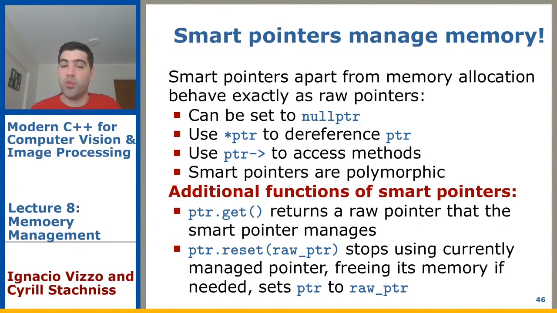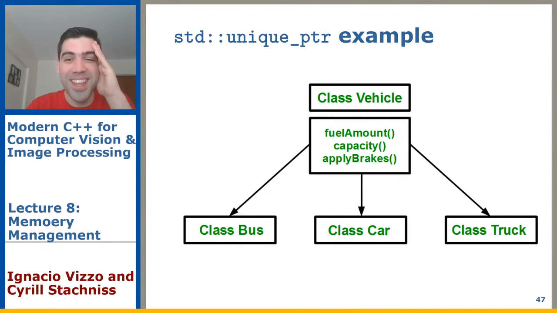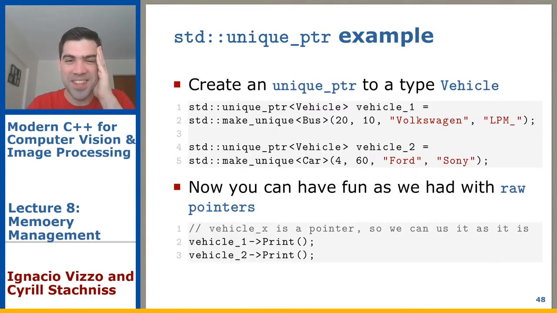And then you can also call reset, which is basically like setting it equal to nullptr. This will stop using the currently managed pointer, freeing its memory if needed, and then sets the pointer to a raw pointer. So these are methods from the smart pointer class. Again, I wanted to change this vehicle example for something real, but sorry, that's what you get.